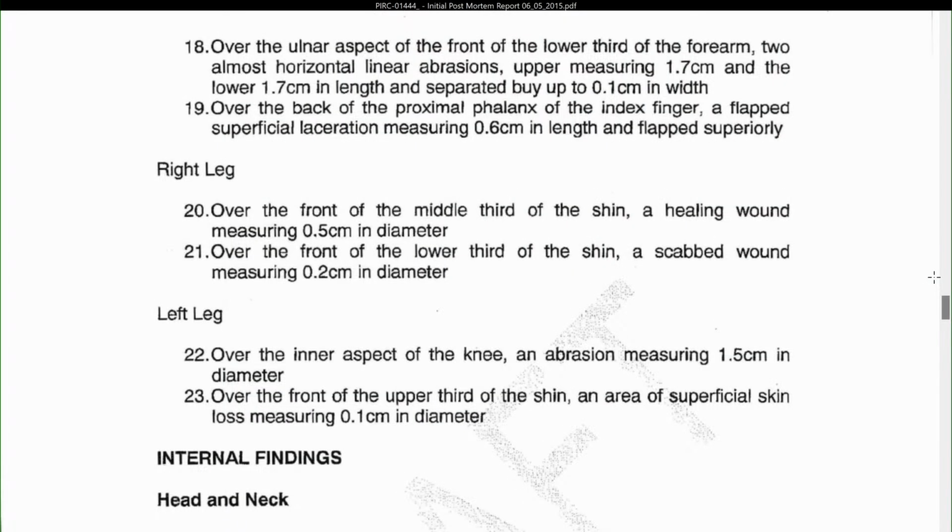And then left leg, you're 22 and 23. Over the inner aspect of the knee, there's an abrasion. Can you describe to us what the inner aspect of the knee is? So the knee is a joint, a kind of ball joint, if you like. You've got the front, you've got the back. The inner aspect is the one that's going to the inner part of both legs. If you're standing up and you've got the right leg and the left leg, the inner aspect will be the area of the knee that's facing the other leg.